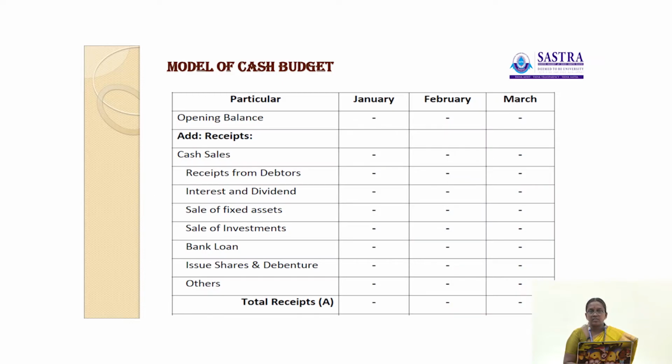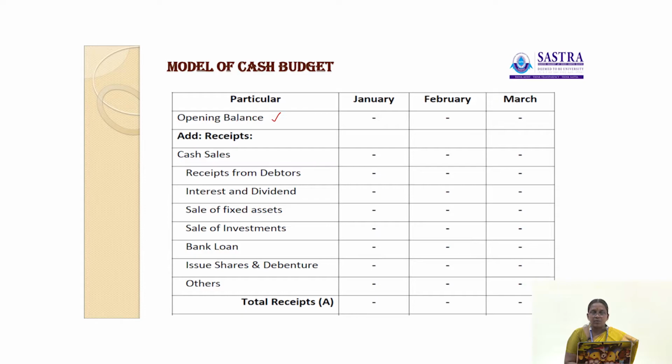Generally, in preparing the cash budget, we have the opening cash balance, then add all receipts. First one is the opening balance. Here different months are given: January, February and March. We record the opening balance in the month of January. The closing balance in January is the opening balance in February. The closing balance of February is the opening balance in March.